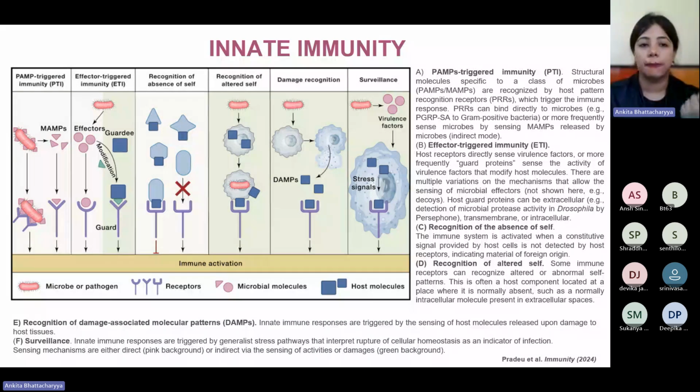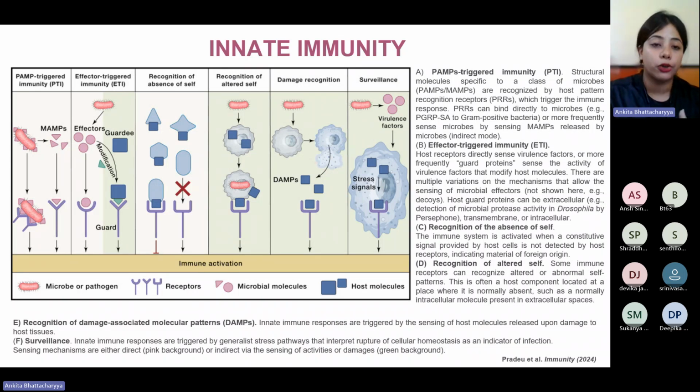First is PAMP-triggered immunity or PTI, effector-triggered immunity or ETI, recognition of absence of self, which we have previously termed as self-non-self recognition, then recognition of altered self. So what is the difference between these two? When we talk about absence of self, it means something which has come from outside of an individual's or from the host body.